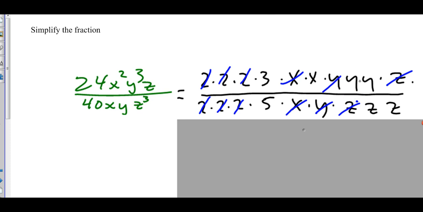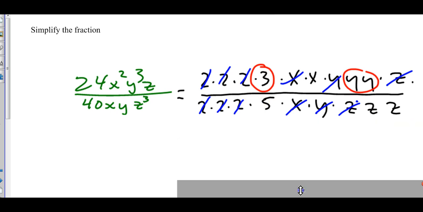And anything that's uncircled is left. That's going to be 3y squared over 5z squared. And that's going to be my answer. Ta-da! Alright, 3y squared over 5z squared.